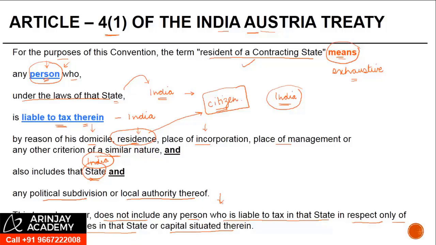Now what this means is that the concept of taxability, the liability to tax, is important insofar as residence is concerned, right? But there could be a non-resident who is taxable in India for certain specific India-sourced income only. In such a case, these categories of people who are only liable to tax in India for specific income which arises from India are not considered as resident insofar as this India-Austria Treaty is concerned.